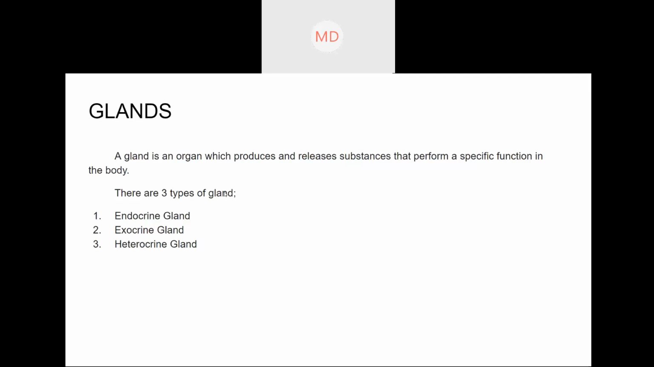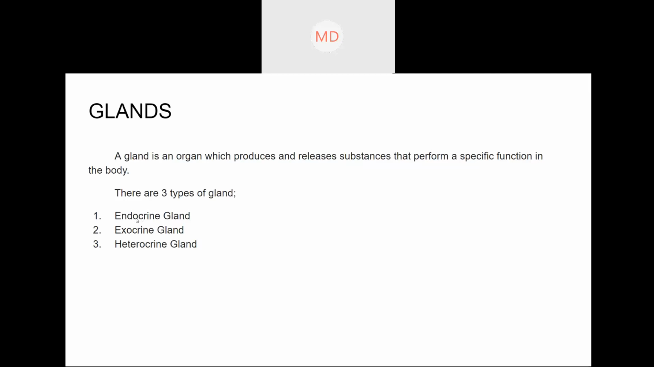Okay, there are three types of glands: endocrine gland, exocrine gland, and heterocrine gland. One thing I told, the hormones that we are talking about, right? The adrenaline. One of you said adrenaline. Adrenaline, insulin, all those are hormones. Those hormones are released by endocrine gland, not by exocrine gland. So we will discuss endocrine gland now.